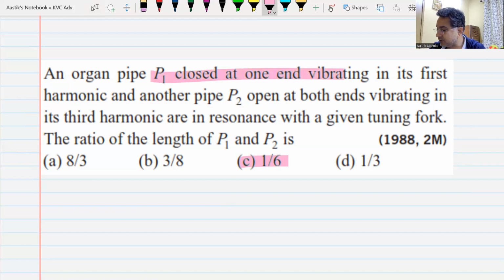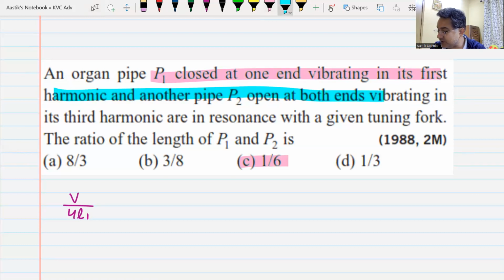First harmonic of the pipe P1 is V by 4L1. P2, third harmonic: 3V by 2L2. So much time is not available. Here you have to find the ratio of L1 by L2. It has to come 1 by 6.